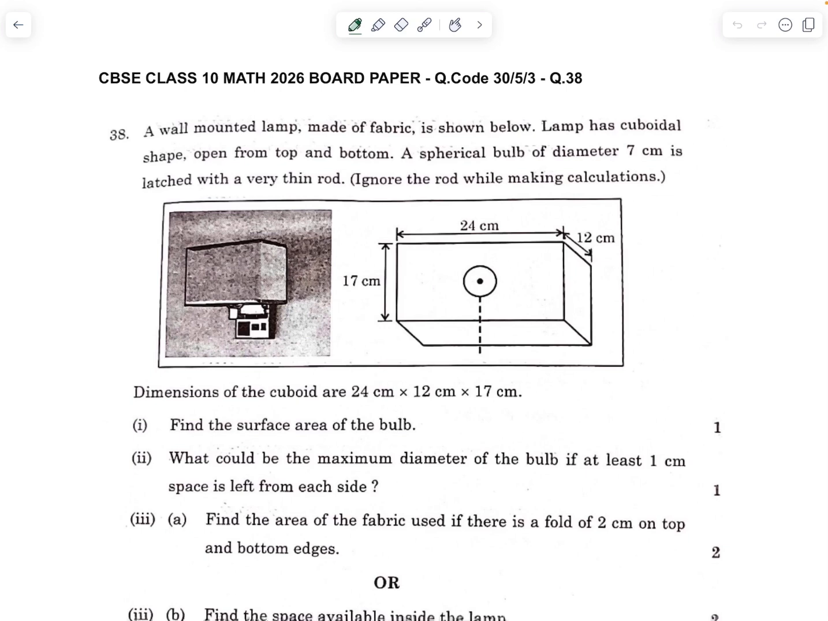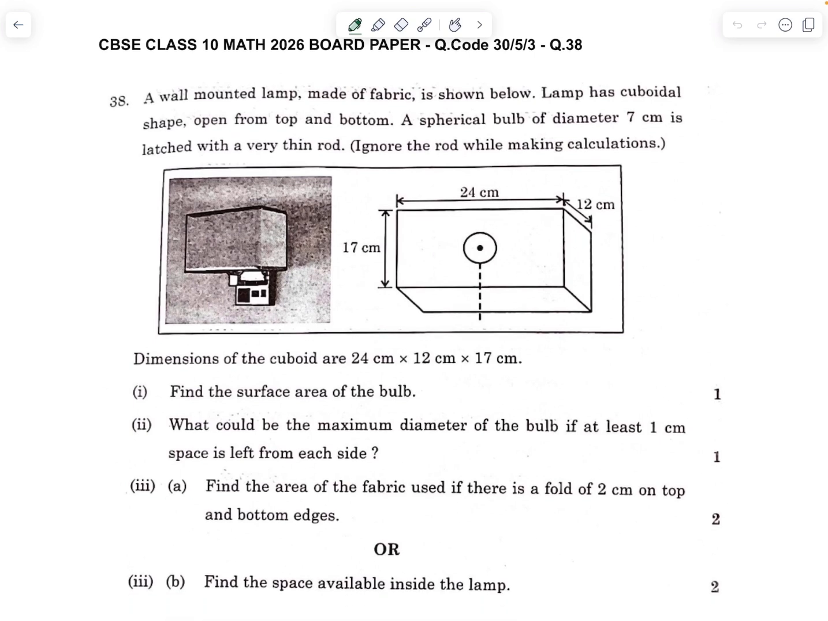A wall mounted lamp made of fabric is shown below. Lamp has cuboidal shape, open from top and bottom. A spherical bulb of diameter 7 cm is latched with a very thin rod. Ignore the rod while making calculations. Dimensions of the cuboid are 24 cm by 12 cm by 17 cm.